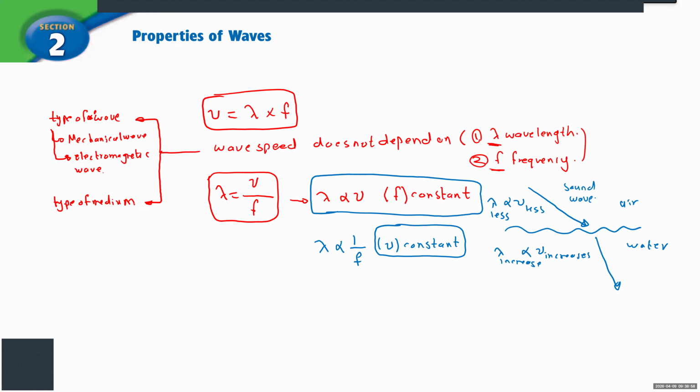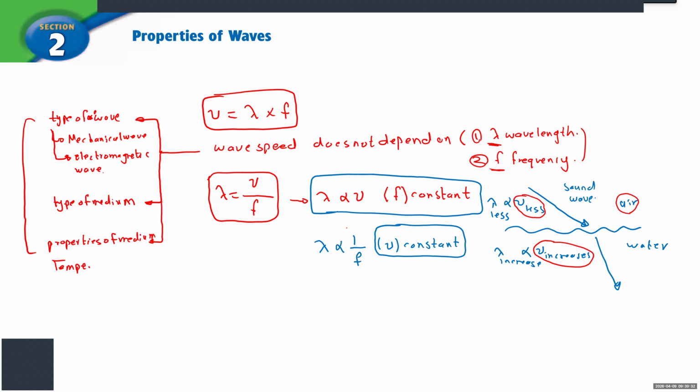When the medium is changed, when the wave passes from air into water, the wave speed changes, so the lambda is changed. Last one, it depends on properties of medium, like temperature of the medium. If this quantity is changing, the wave speed changes. So wave speed doesn't depend on lambda and frequency.